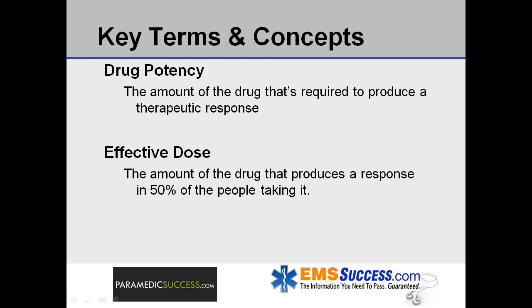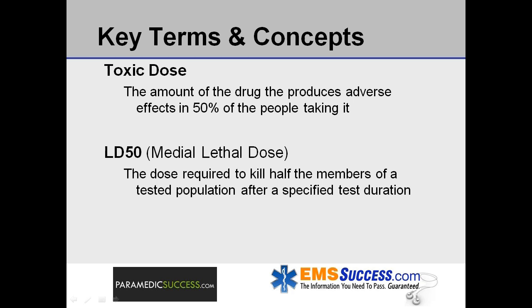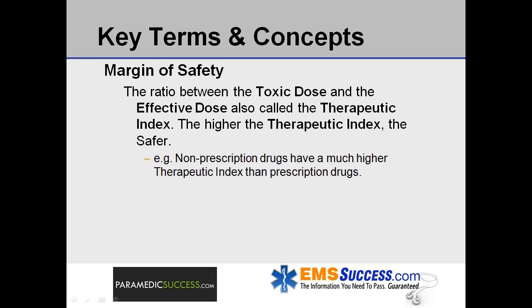The effective dose is the amount of the drug that produces a response in 50% of the people taking it. The toxic dose is the amount of the drug that produces adverse effects in 50% of the people taking it. LD50, or the median lethal dose, is the dose required to kill half the members of a tested population after a specified test duration. The margin of safety, or the ratio between the toxic dose and the effective dose, is called the therapeutic index. The higher the therapeutic index is, the safer the drug is considered to be. In general, non-prescription drugs have a much higher therapeutic index than prescription drugs.